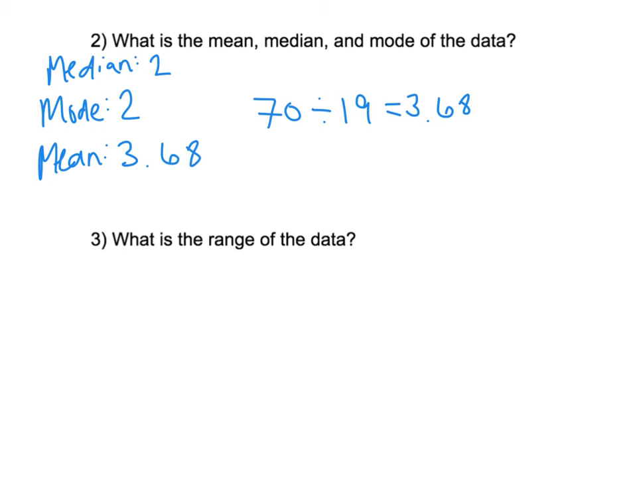The range, just like the other three measures of center, is also very easy to calculate. We simply go back to the plot and look at the largest number, which is 15, subtract from it the smallest number, which is 0, and we get a range of 15.